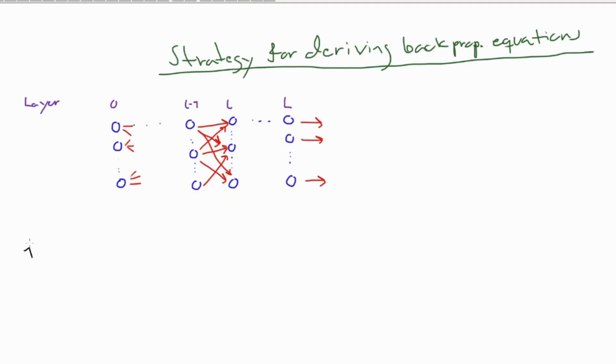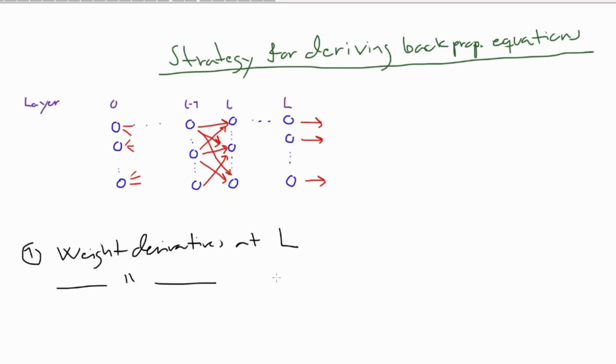First, we'll find a generic expression for all weight derivatives at layer capital L, that is the output layer. Then we'll find a generic expression for all weight derivatives at layer L minus 1, and then the same thing for layer L minus 2. That is, first we're going to find weight derivatives here at this layer.